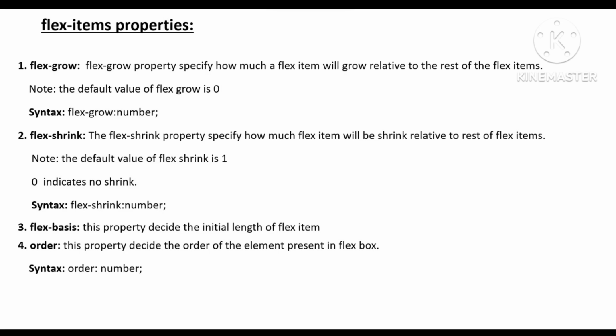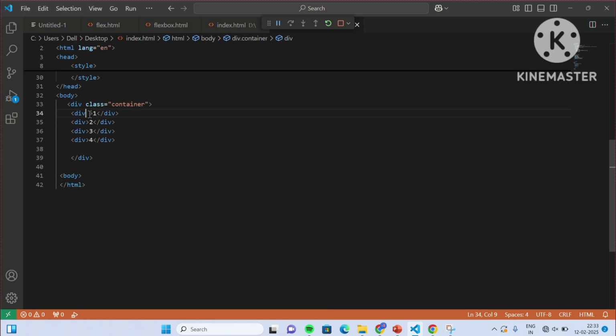The next property is flex basis. This is one of the important properties. Flex basis sets the initial size of the flex item before any space is distributed. So if you set the flex basis to 100 pixels, then the item will start at 100 pixels wide before the flexbox figures out how to distribute the remaining space. The next property is order. This property decides the order of the elements present in the flexbox.